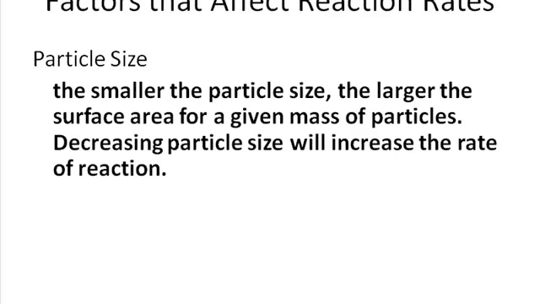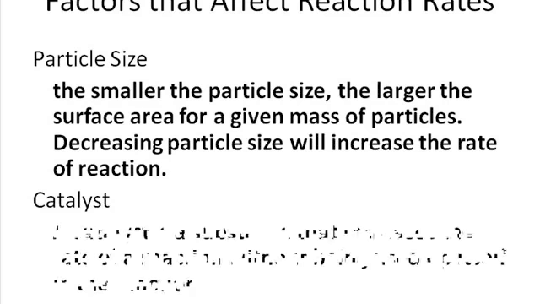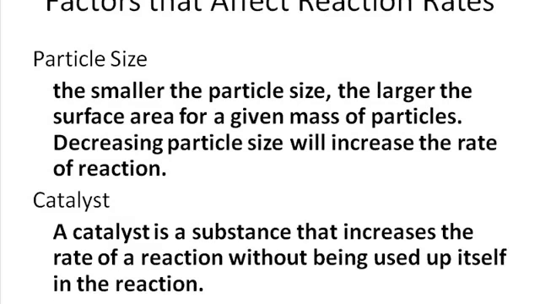Particle size: the smaller the particle size, the larger the surface area for a given mass of particles. Decreasing particle size will increase the rate of the reaction because there's more surface area for them to react. And a catalyst is a substrate that increases the rate of the reaction without being used up itself in the reaction.